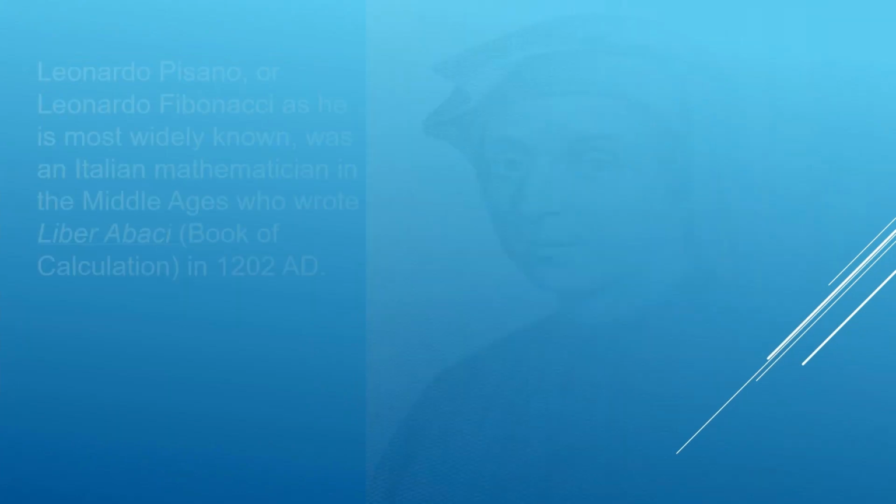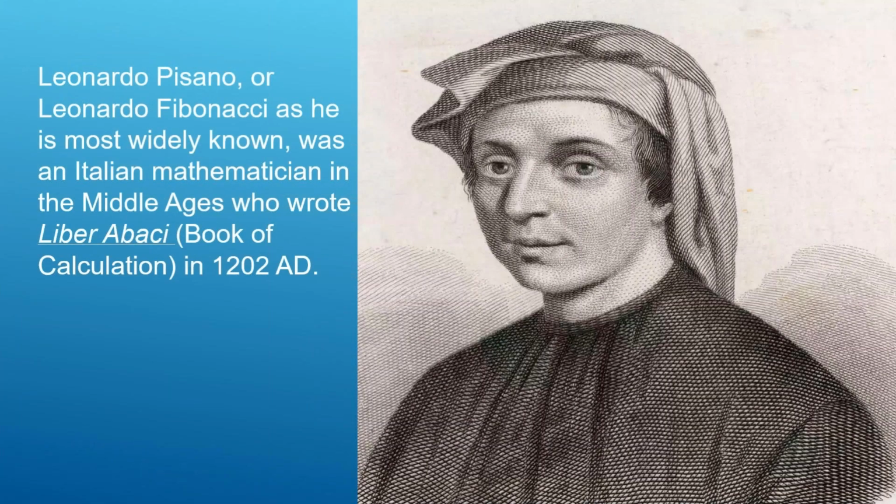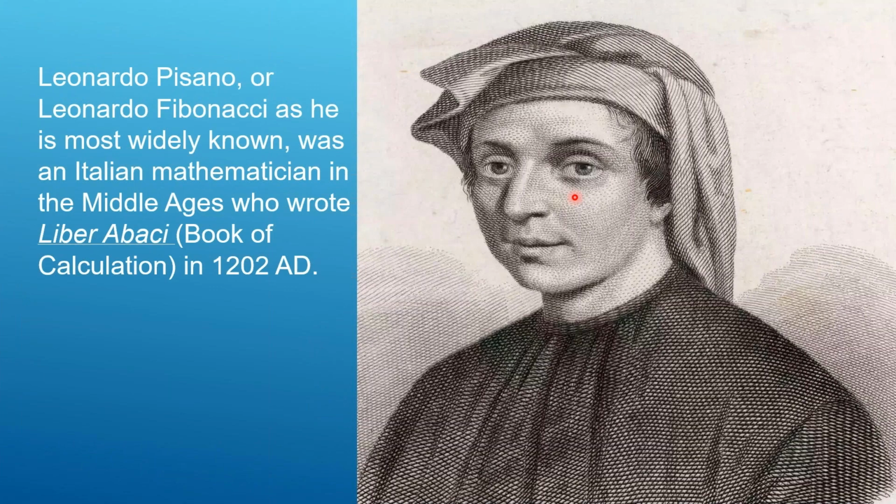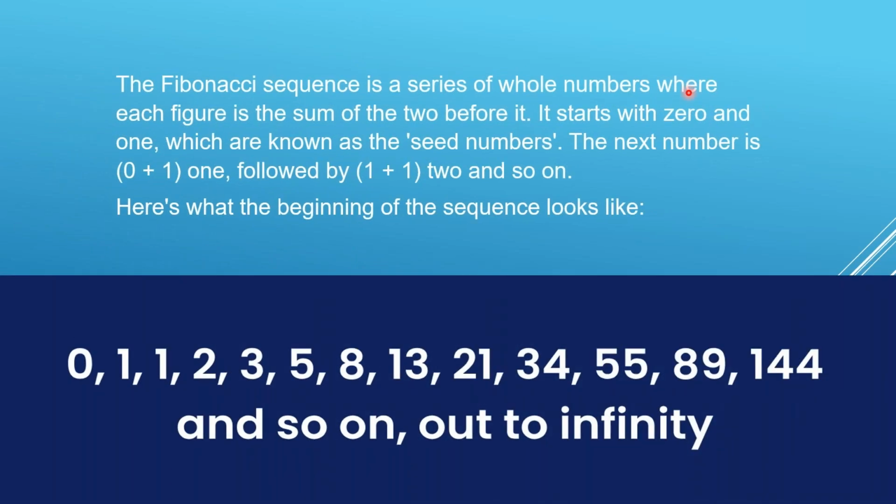Just to give you a quick hint, Leonardo Pisano, or Leonardo Fibonacci, was mostly known as Fibonacci. He was an Italian mathematician in the Middle Ages. He wrote his famous book, Liber Abaci, or in English, the Book of Calculation, in the year 1202. The Fibonacci sequence is the most important thing we still use from this book. It's a series of whole numbers where each figure is the sum of the two before it. It starts with 0 and 1, which are known as the seed numbers.